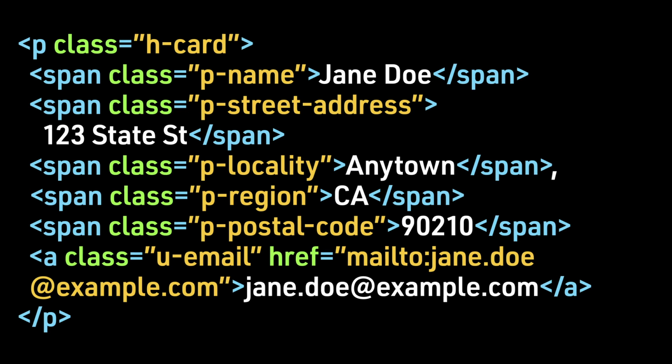California. /span. span class equals "p-postal-code". 90210. /span. a class equals "u-email". href equals "mailto:jane.doe@example.com". jane.doe@example.com. /a. /p.